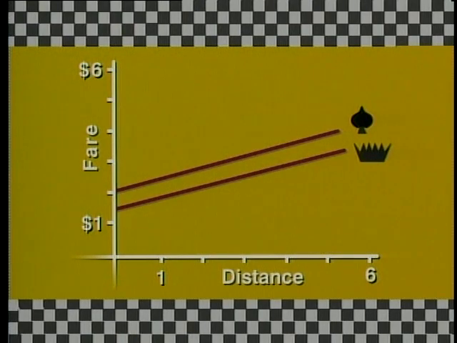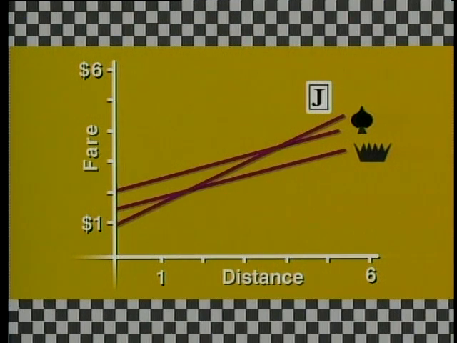There's also a third company in town, Jack's Taxi. It charges a base fee of only $1, which is great, but the rate is 50 cents a mile after that. Again, I can draw the cost line using the y-intercept, $1, and the slope, which in this case is 50 cents a mile.